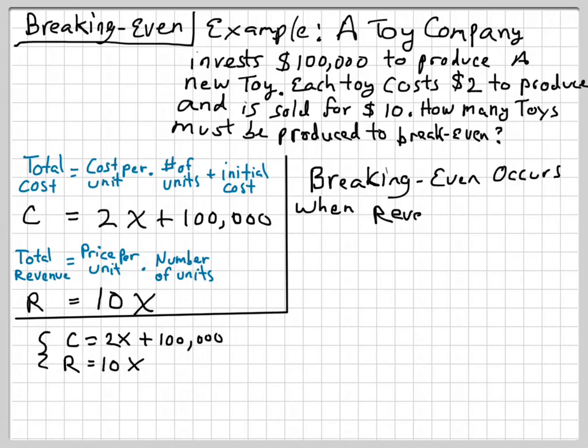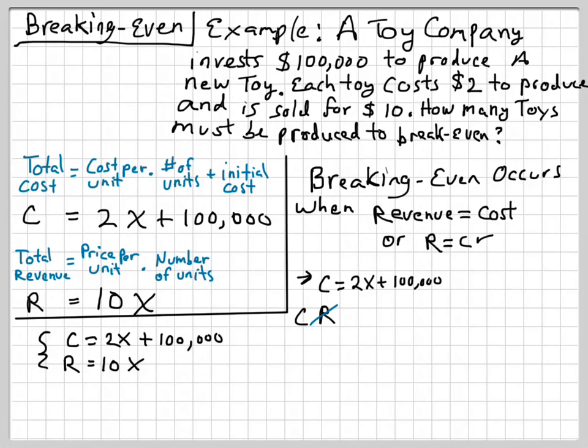Now, breaking even occurs when revenue is equal to cost. That is, when the company brings in exactly enough revenue to cover the cost. It's not going to make money, but it's not going to lose money. So at this point, R is equal to C. Revenue is equal to cost.